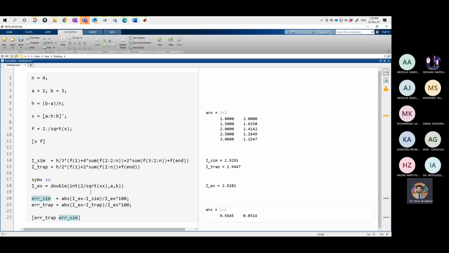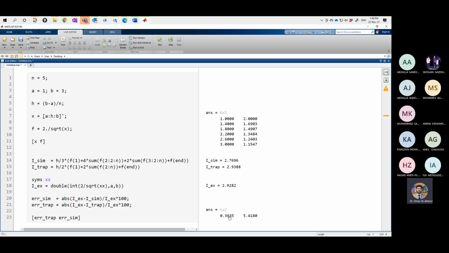Didn't we say that increasing the number of intervals will enhance the solution and will decrease the error? Right, doctor. So what do you think if I increase it to 5? The error decreases and gets closer to the exact. Okay, so now let's do that over here. Remember those values, we will refer to them right now, 0.56 and 0.03. And we say that the trapezoidal rule is much better. Let's run this code again.